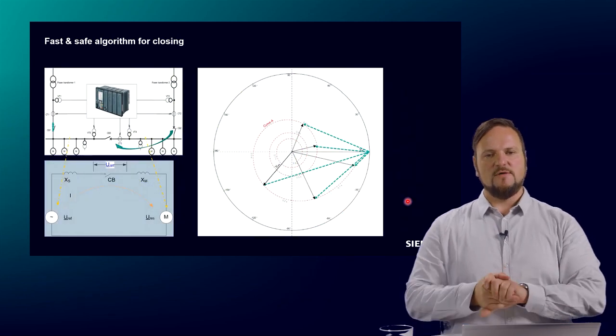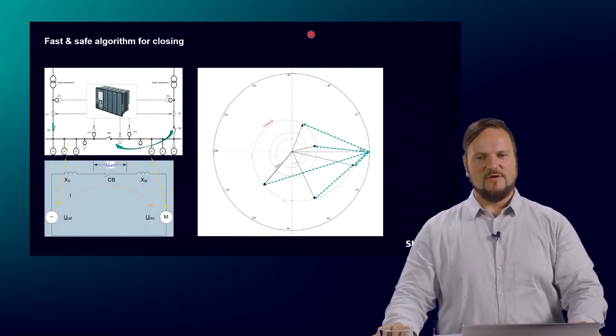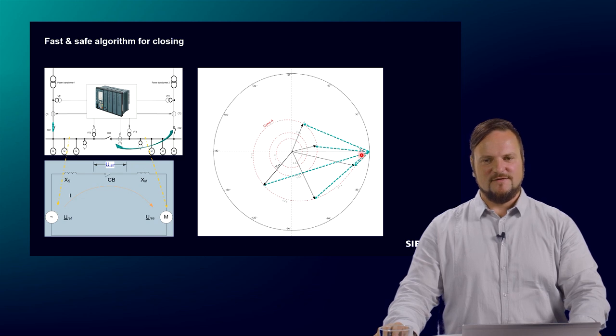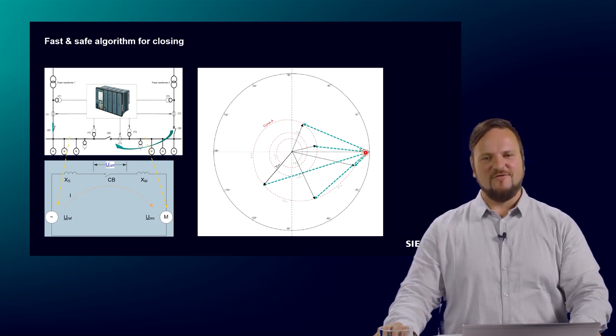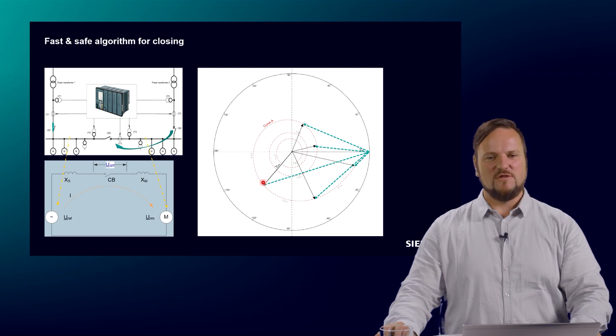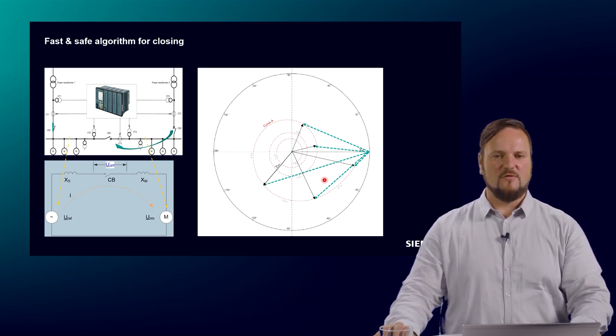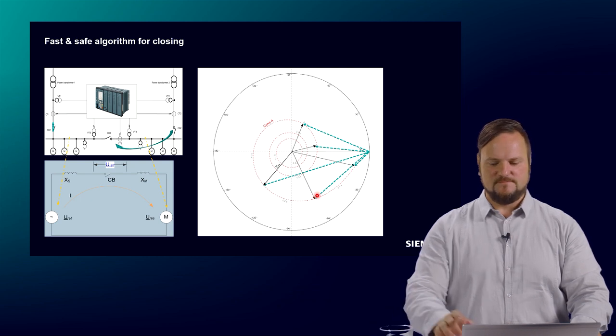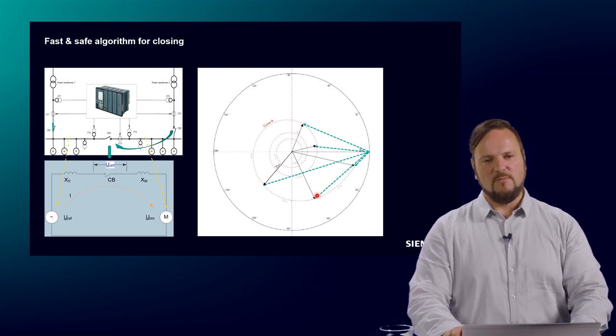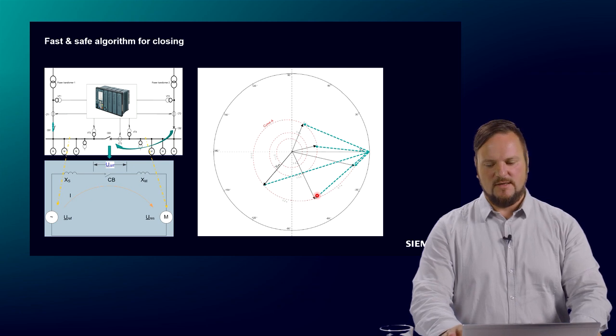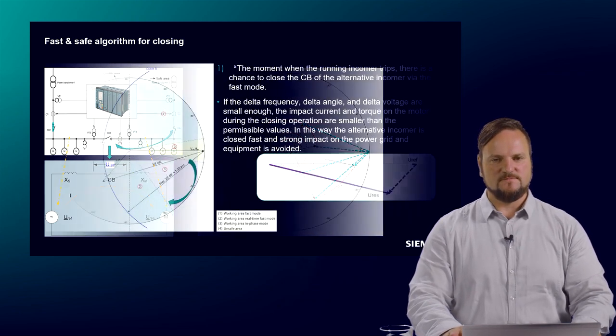Now we have a look here on the diagram of a snake again, or snail again, not snake, snail, where we have different points where we can do the switching, or where we can do the closing. But you see here, we have different influence on the differential voltage between the motor voltage and the alternative incomer voltage.